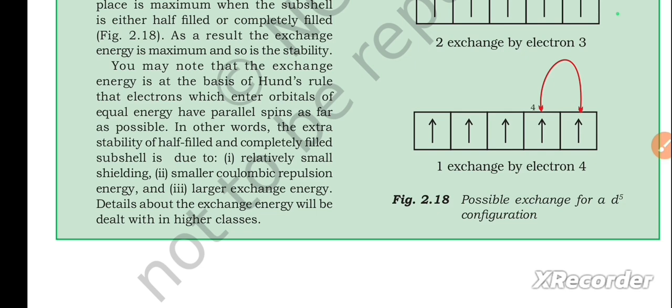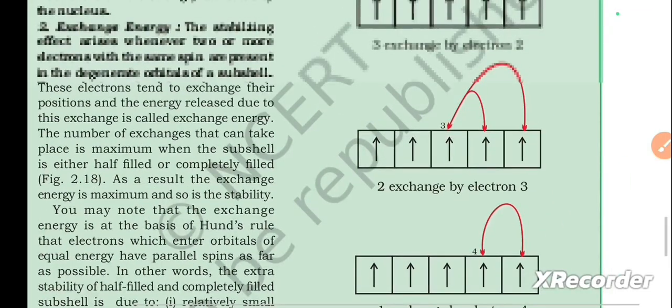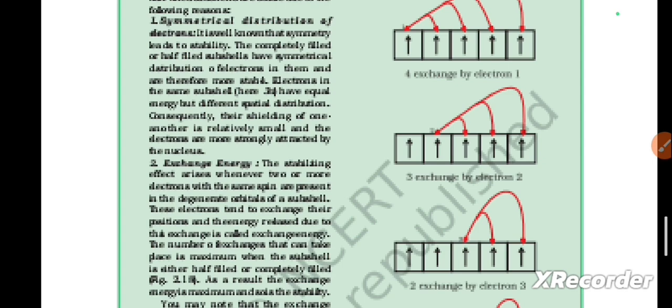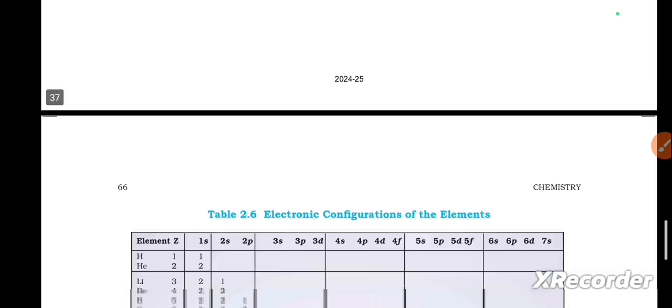In other words, the extra stability of half-filled and completely filled subshells is due to, first point, relatively small shielding, second point, smaller Coulombic repulsion energy, and third point, larger exchange energy. Details about the exchange energy will be dealt with in higher classes. So, possible exchange, okay, here they have given figures, you can check it out.